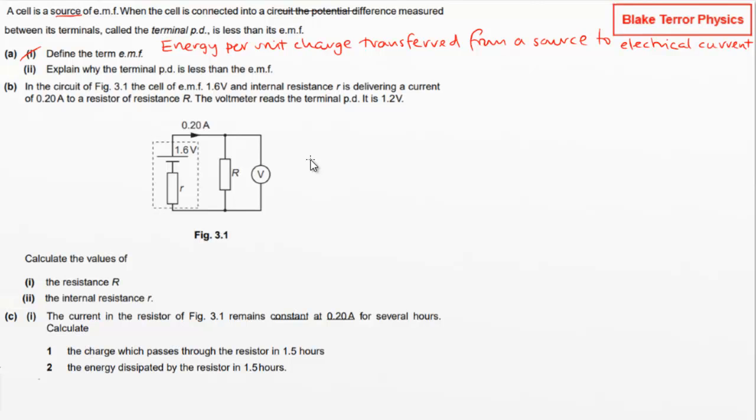All right, explain why the terminal PD is less than the EMF. Well, we've got a PD across the internal resistance. So the terminal PD, and we can quote the formula here. So that's V is going to be equal to our EMF minus the current times the internal resistance. So that's what's happening here. So we've got energy, voltage lost to internal resistance.